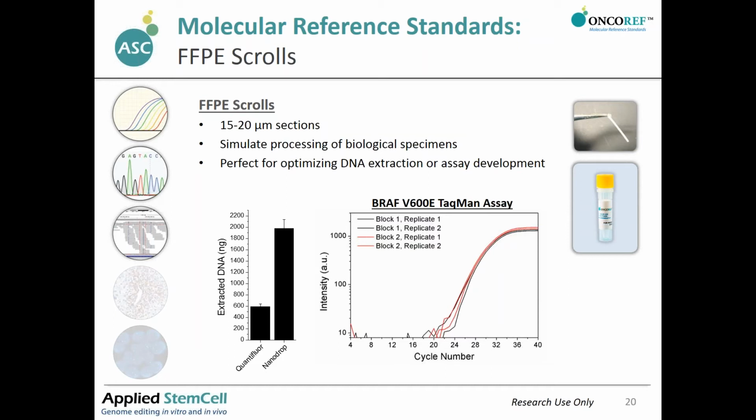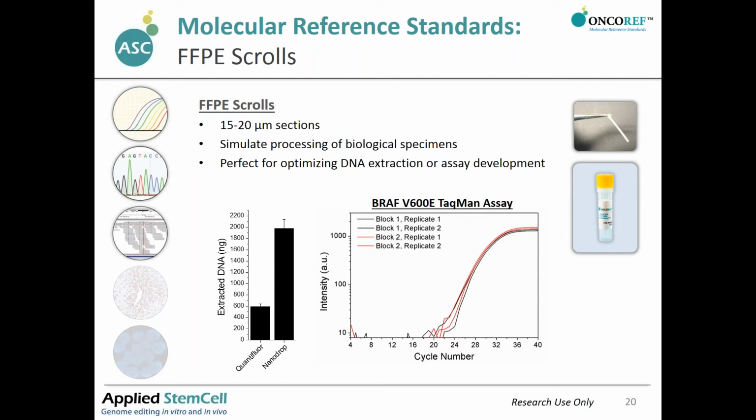Here I've just shown you an example of some PCR data in which we were specifically looking at the BRAF V600E mutation by using a TaqMan qPCR assay. Again, I'm just showing you some consistency between our block generation. Here I'm showing you 2 replicates from the first block that we generated using this cell line, as well as 2 replicates from the second block that we generated using the cell line. From the qPCR data, you can see that we get an almost perfect overlap between these 2 blocks.